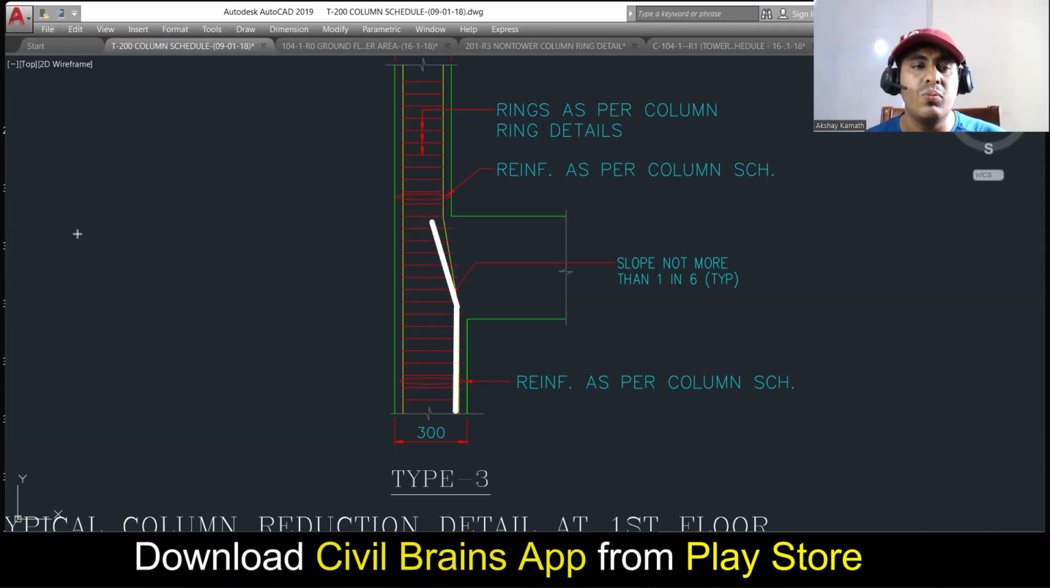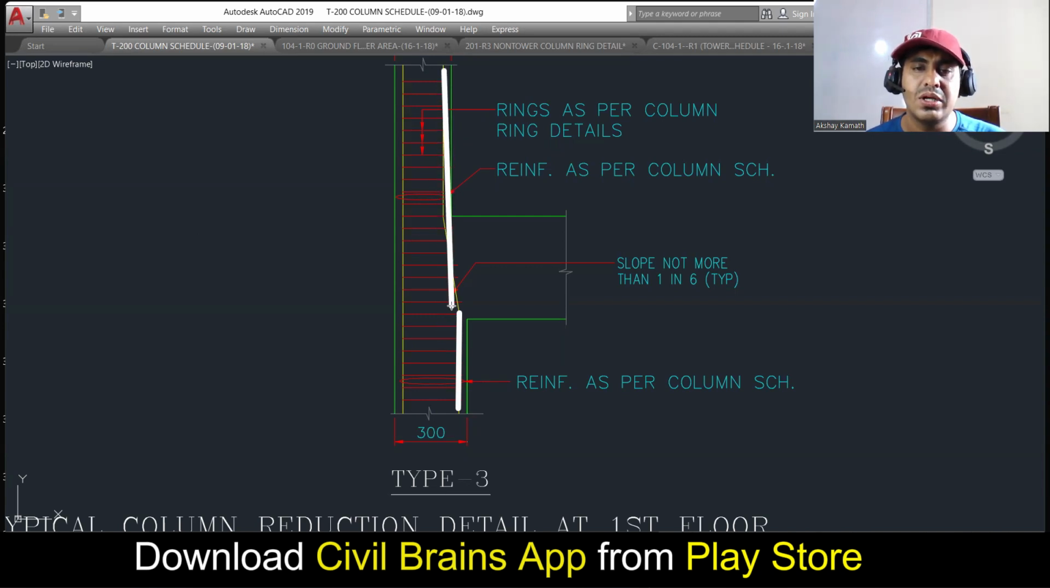Always remember, sometimes when you bring a bar and you are not able to maintain the slope, no problem. You stop your bar here only. Insert a fresh bar from here and give a lapping here. Not like this. You have to give proper lapping. But anyhow, insert a new bar here.